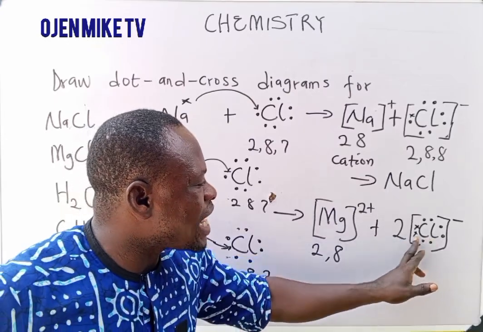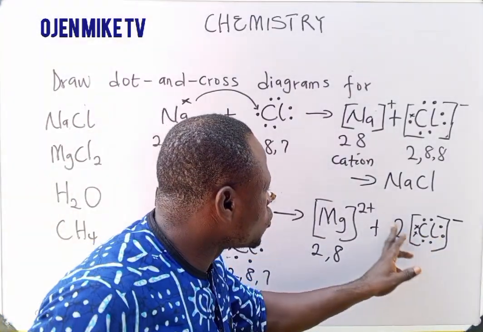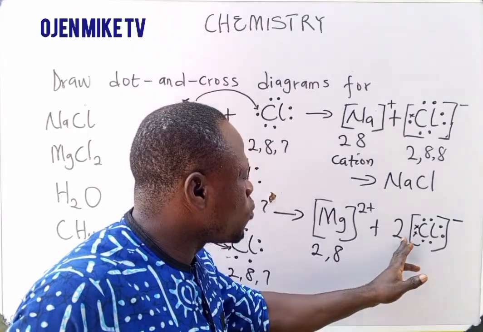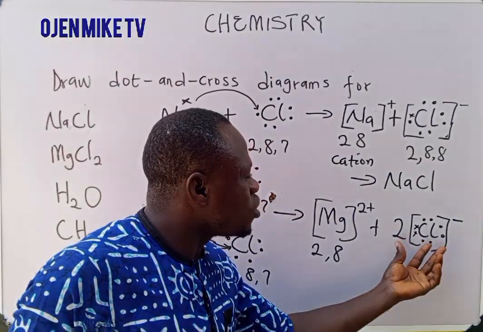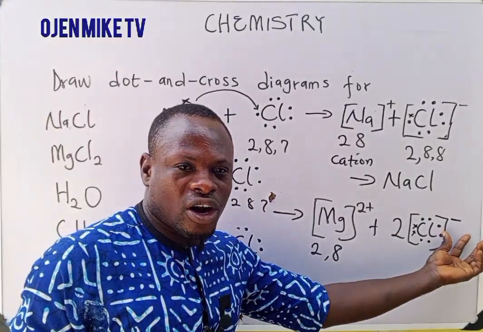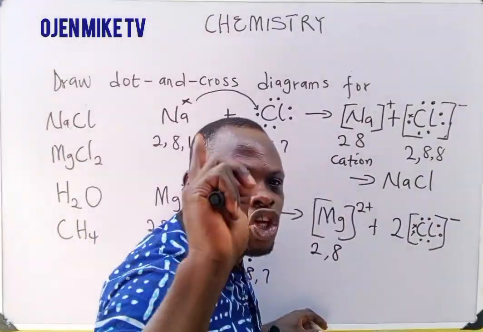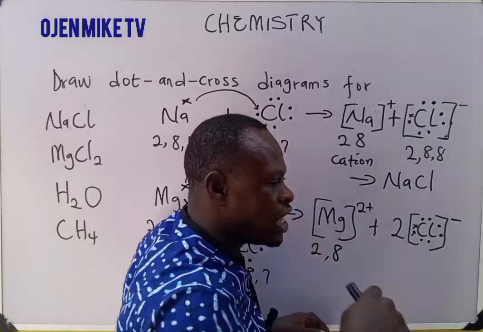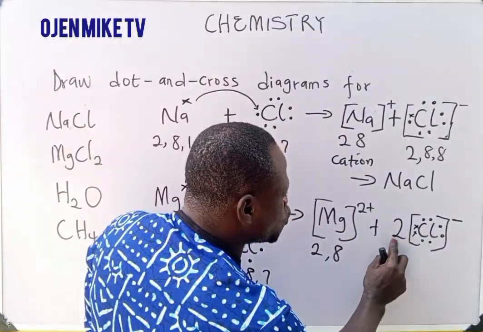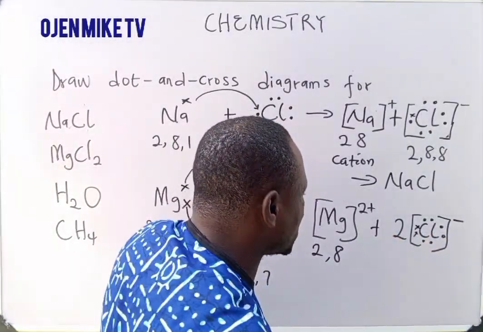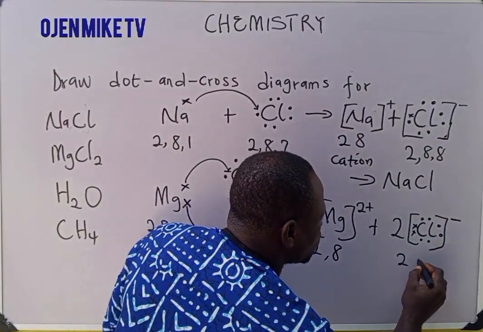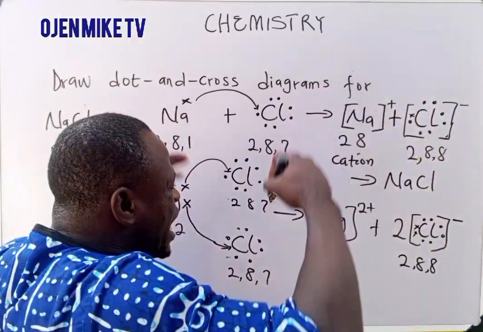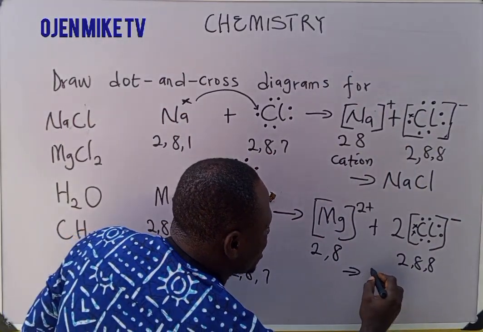This 2 outside means that there are 2 chlorine. And out of the 2 chlorine, 1 gets 1 electron from magnesium and the other gets 1 electron from magnesium to form this ion. All right? This minus means that each of them has received 1 electron. These 2 mean that they are 2 chlorine. At the end, we have 2, 8, 8. That is the electronic configuration. And at the end, the formula is MgCl2.